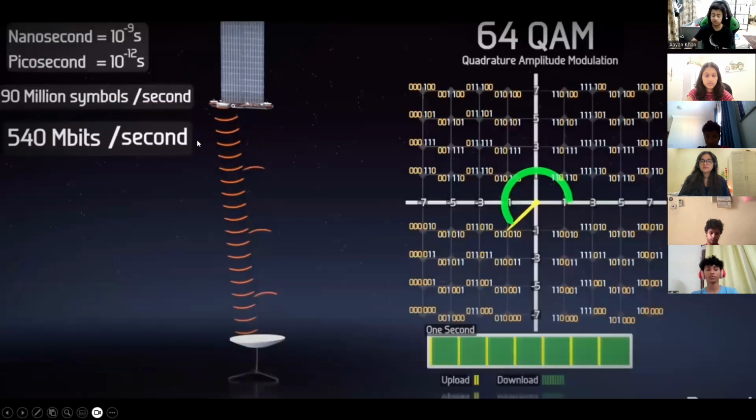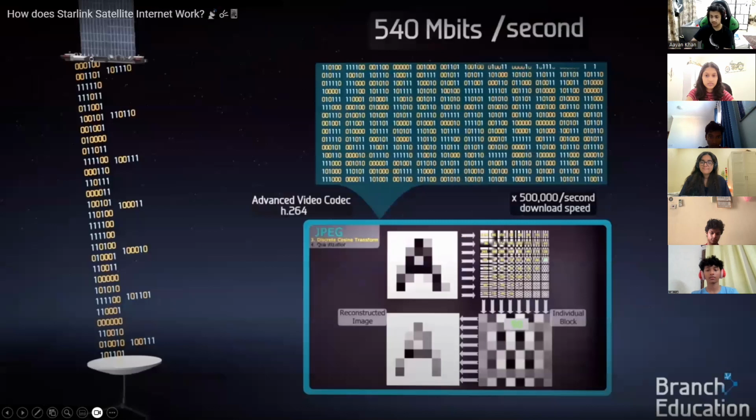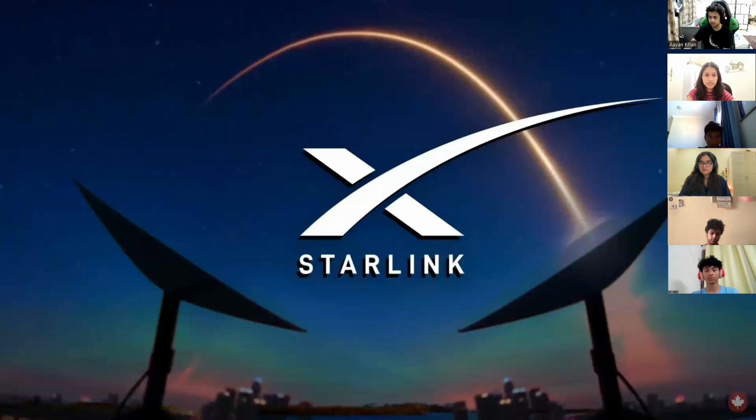This whole process is an oversimplified version of the actual process and is known as 64 QAM, or quadrature amplitude modulation. Then the next step is that the data sent and received is compressed to form a video. That is your known internet. And that's it. That's how it works. That is how Starlink works, as I have just explained.